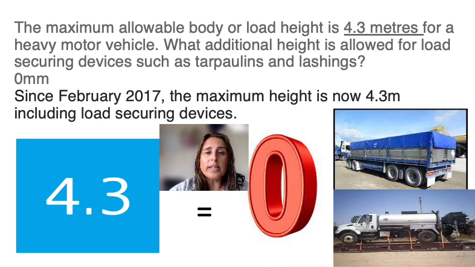What additional height is allowed for load securing devices such as tarpaulins and lashings? 0 millimeters. Since February 2017, the maximum height is now 4.3 meters, including load securing devices.